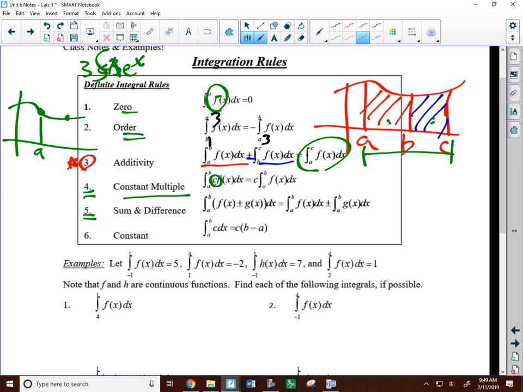Right? A constant has no effect on the derivative or the limit. So same thing here with an integral. You can pull that c out. So if you have a number in front, a coefficient, you can pull it out.